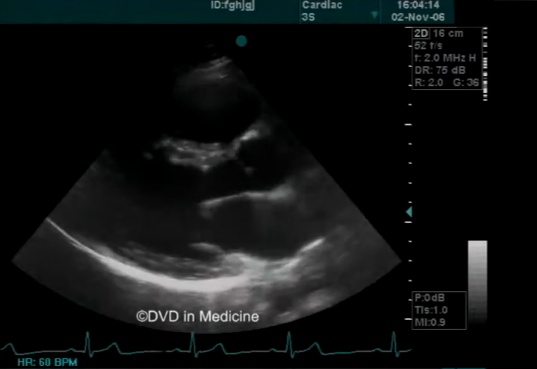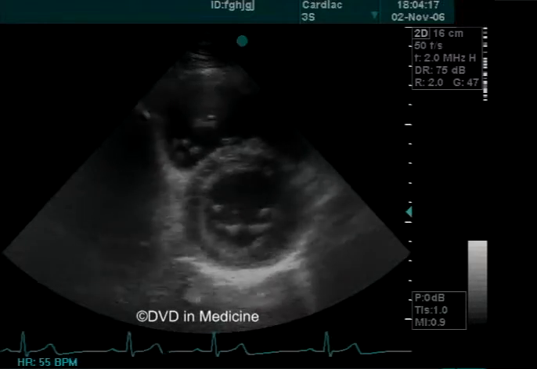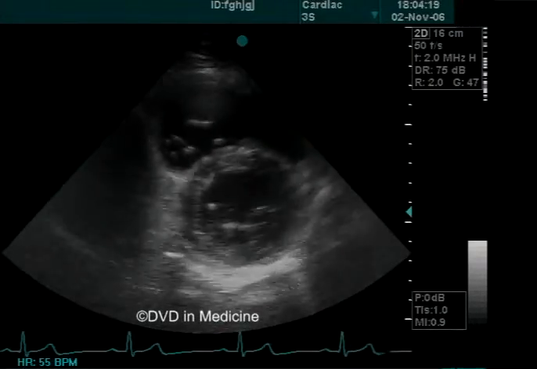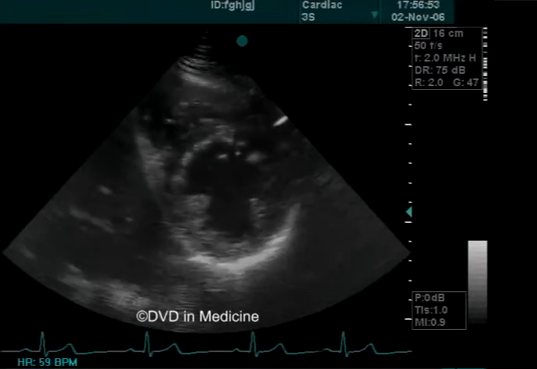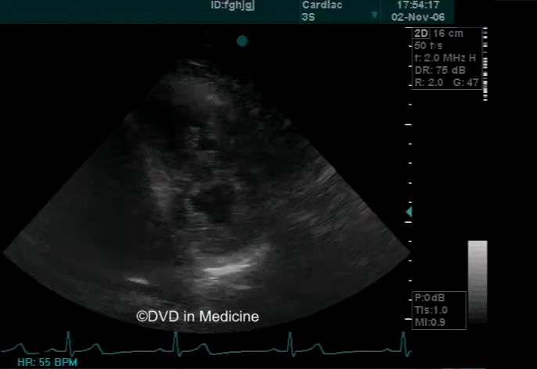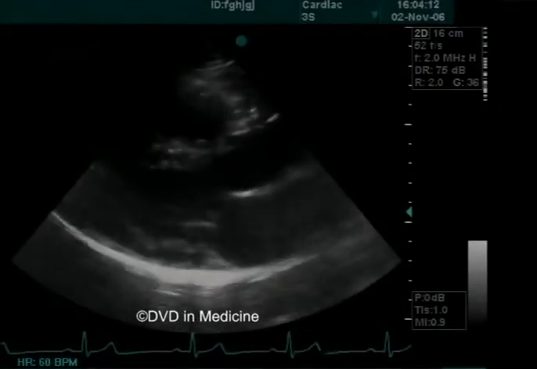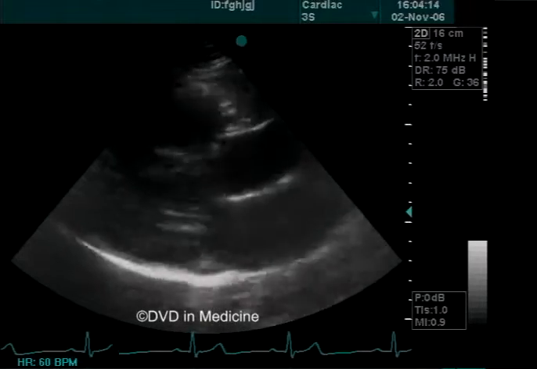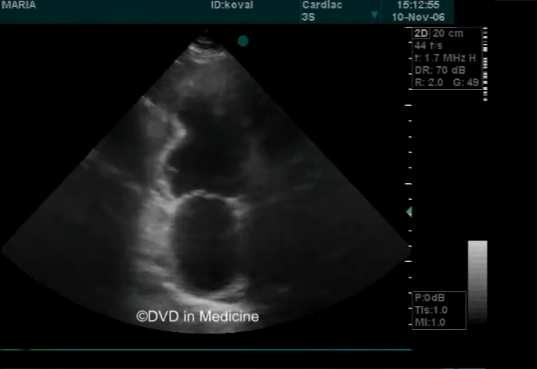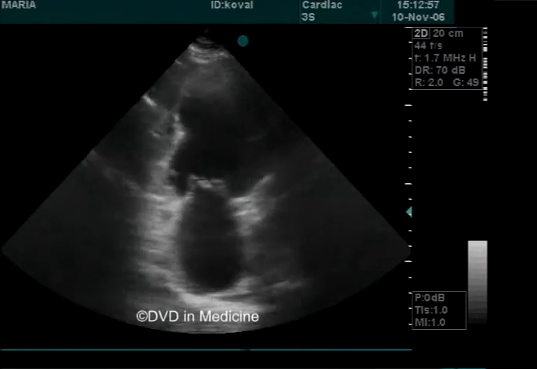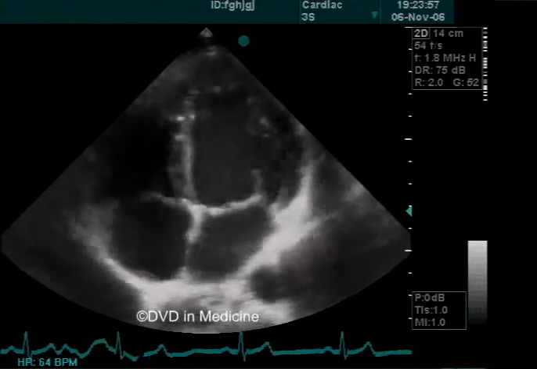We assess the contractility of all 16 segments with the use of long axis scans and short axis scans. When we use the parasternal long axis view of the left ventricle, we cannot see the apical third of the left ventricle in many patients. Thus, we must assess the contractility of the apex with the use of apical 2 and 4 chamber views.